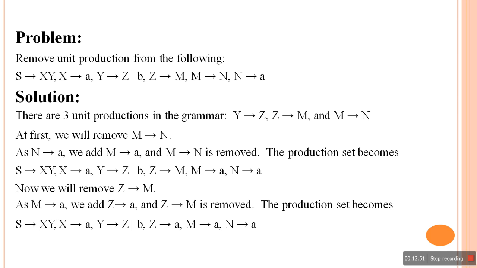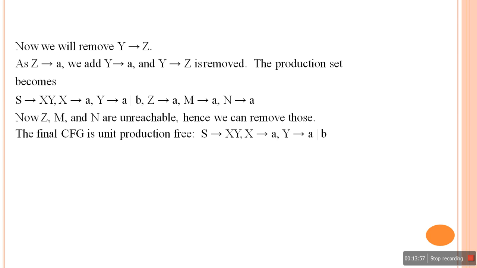Now we will remove the third unit production, Y → Z. As we see Z → A, we will add Y → A and remove the production rule Y → Z. The new production set will become S → XY, X → A, Y → A | B, Z → A, M → A, N → A.